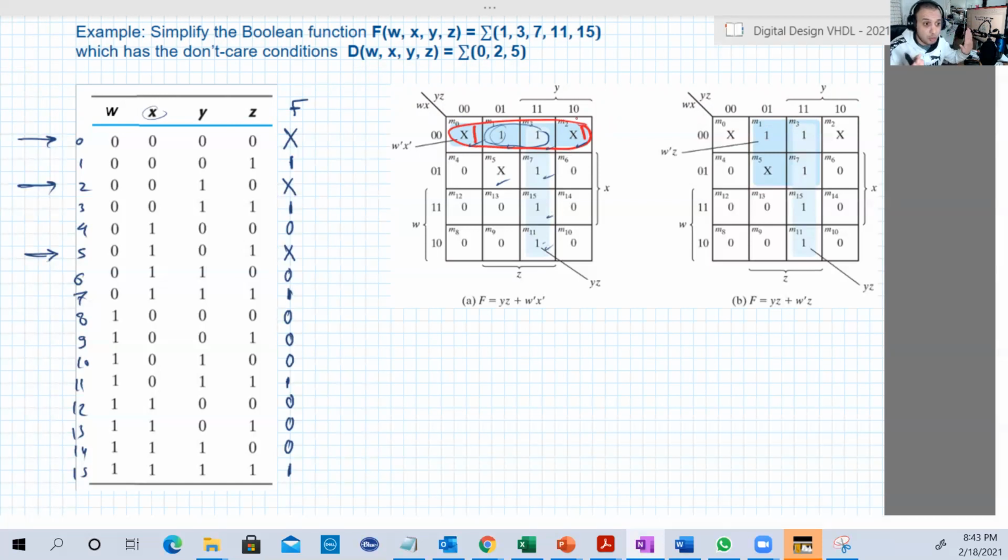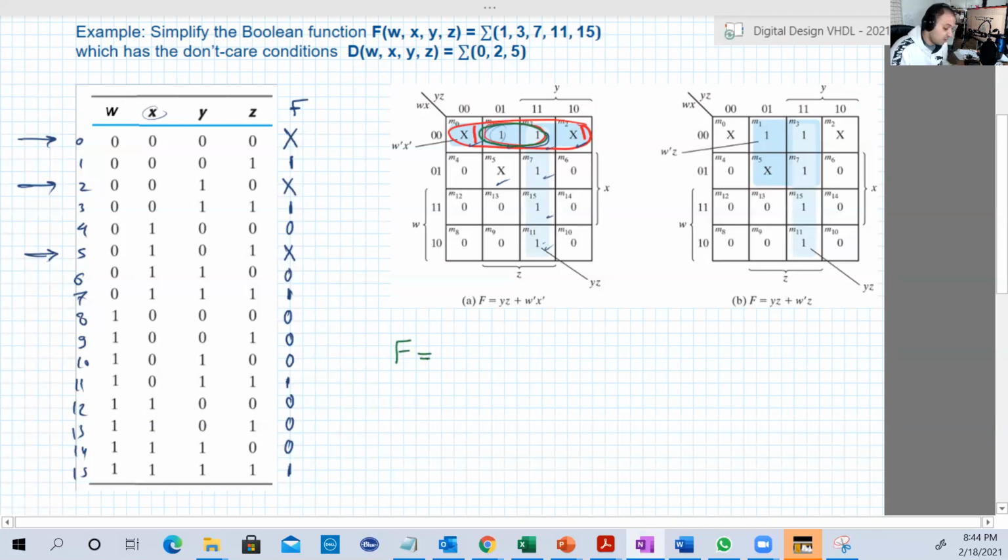Let's do both: that one and the bigger one. Let's change the color. Let's make this smaller group green. For the smaller group, we have basically W X bar, W bar X bar.